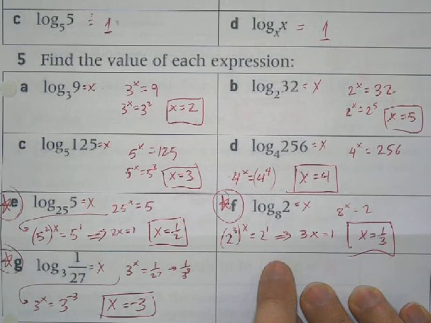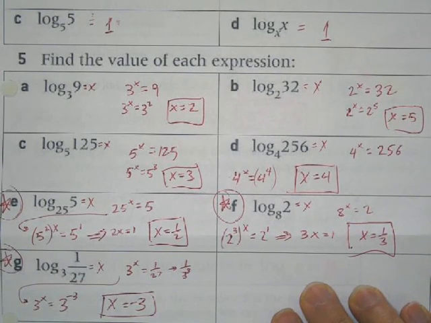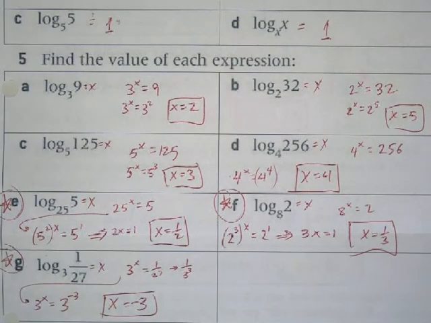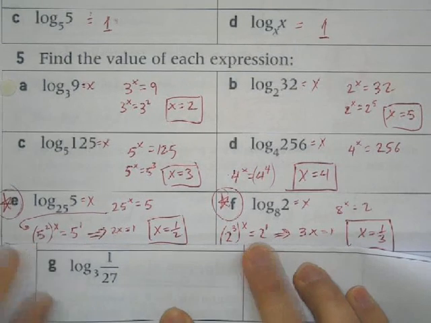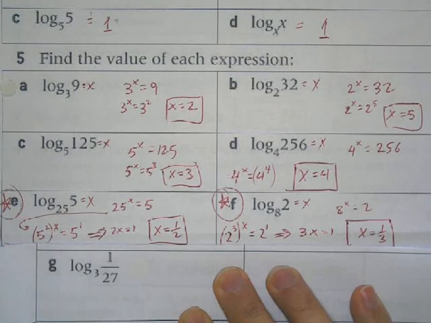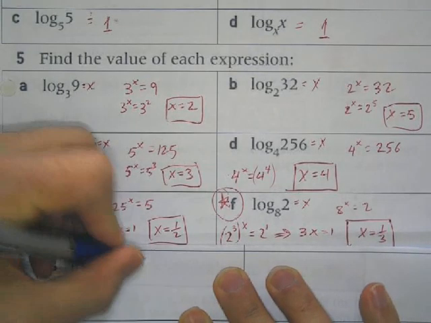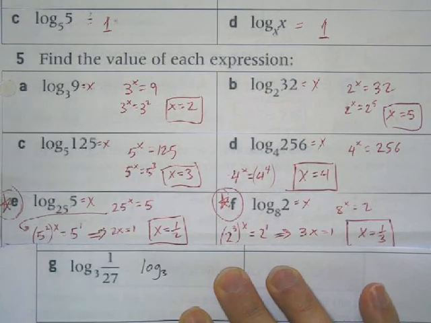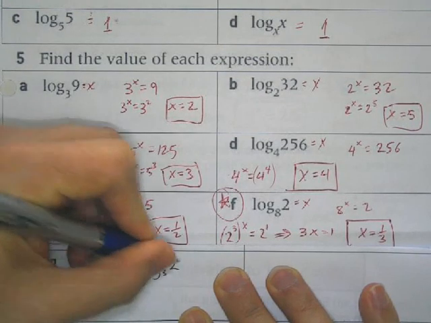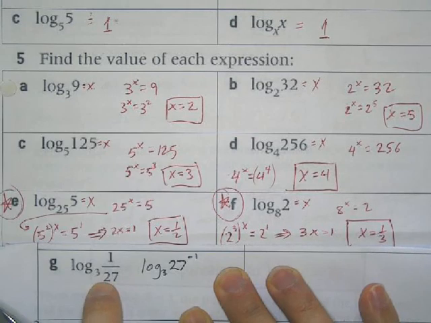Okay, G is a little tricky. Let's talk about this one. Let me do this with you guys. Okay, so if I've got 1 over 27, let's think of this as log base 3 of 27 to the power of -1. To take this fraction and move it into the numerator, I can put it to the power of -1.